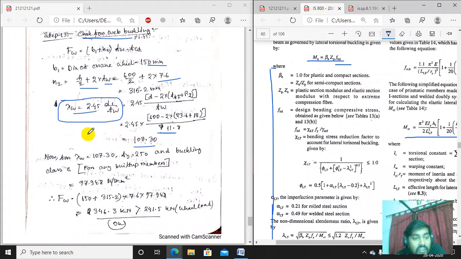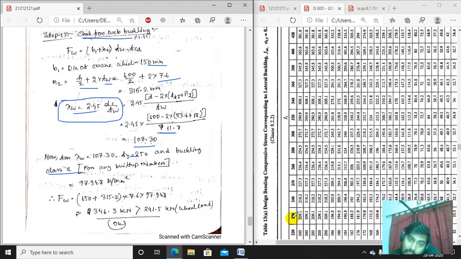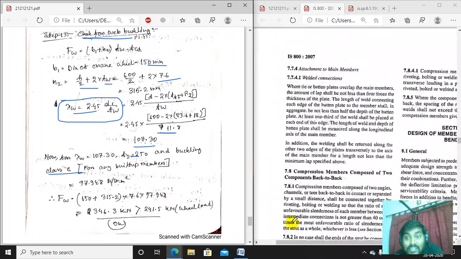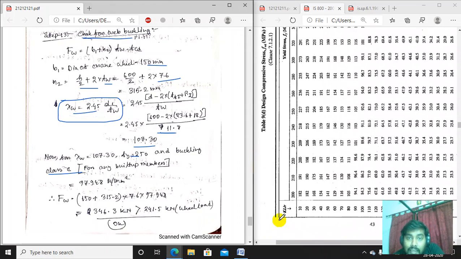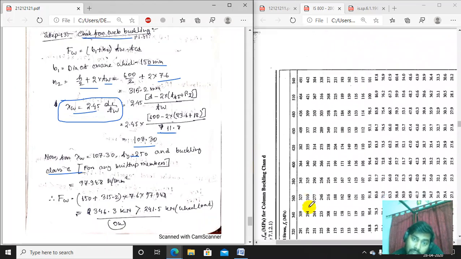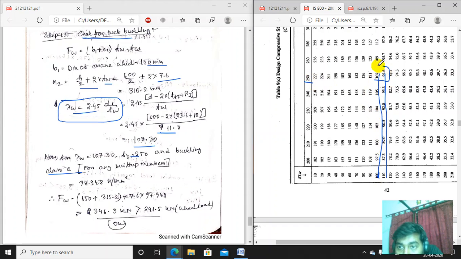Now for the slenderness ratio, that value, fcd, and class C. Class C means now this is, I think, table number 9C. Let us go to table number 9C. Okay, for lambda w 107, that means between 100 and 110. So that line and that line, and for 250, so these two are the values. So the value will be in between. If you do the interpolation, I have done it on my mobile. So if you do that, you can see the value is coming 97.948 Newton per millimeter square.